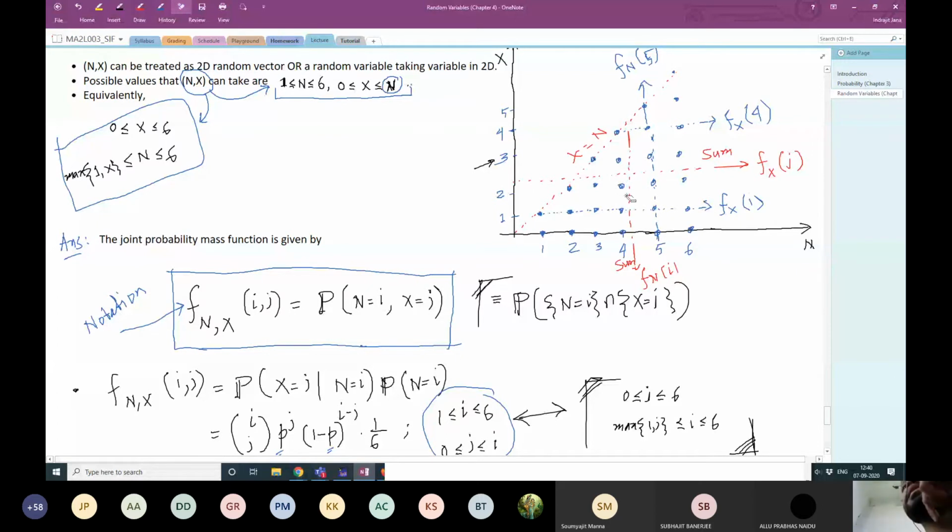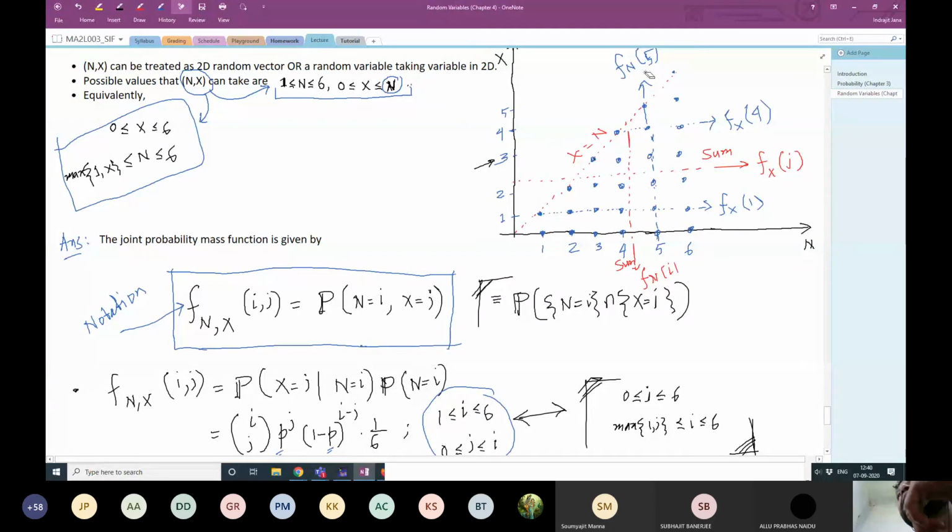If I ask what is the probability associated with this one, 4, 2, you plug in i is equal to 4, j is equal to 2. It will be 4 choose 2, p squared, (1 minus p) squared, times 1 over 6. And so on. For each of these points, a probability is associated. Now, if I add up all the probabilities along a horizontal line, I will get the probability of X is equal to 4. If I add up all the probabilities along a vertical line, along the vertical line of 5, I'll get the probability that N is equal to 5.